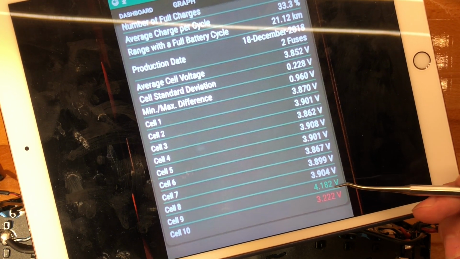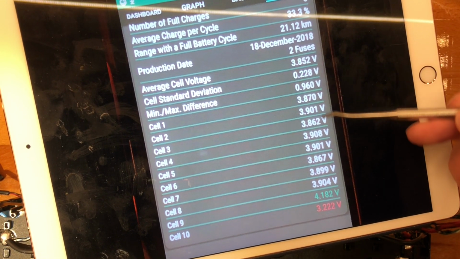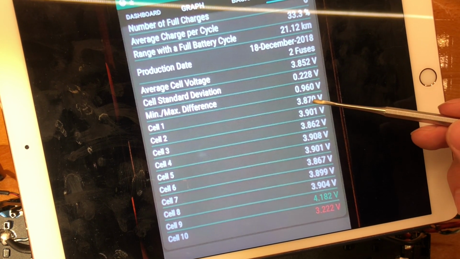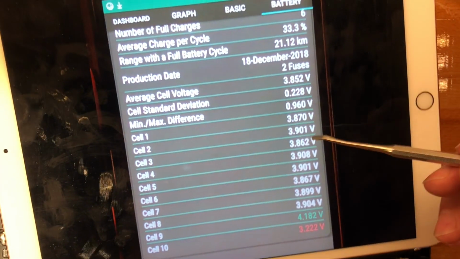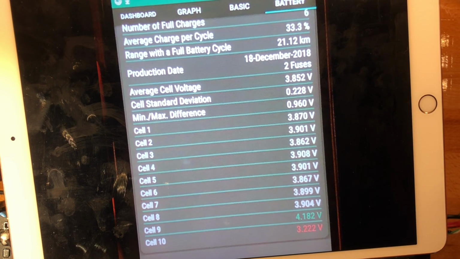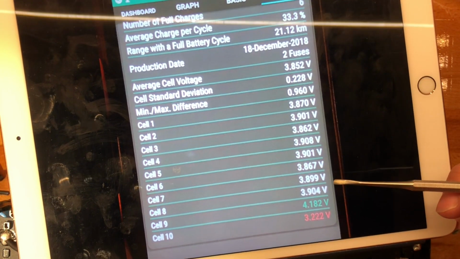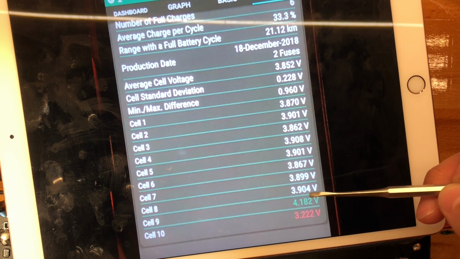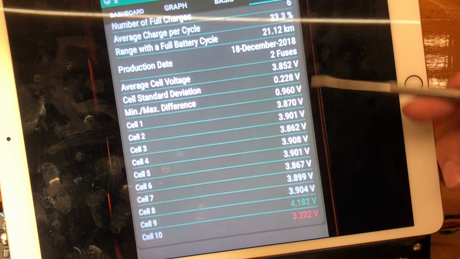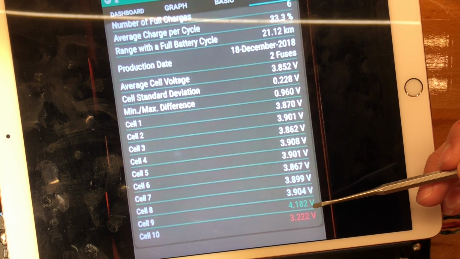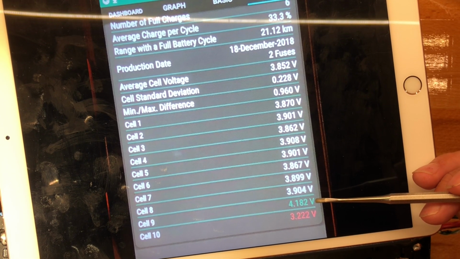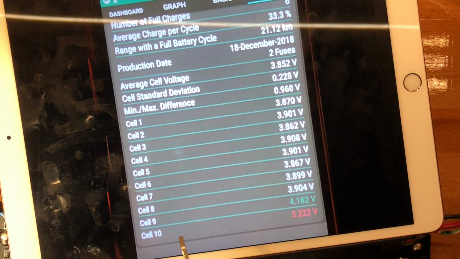It sees that this is 4.18, although all of them were like 3.87, 3.9, kind of there. I measured them externally and all of them were balanced, they had like 50 millivolts tops between them. However, this was registering super high. So when you want to charge it, it'll say not charging because this is at 100%, even above 100%, this bank, the ninth bank.